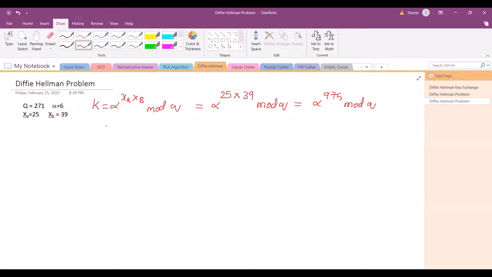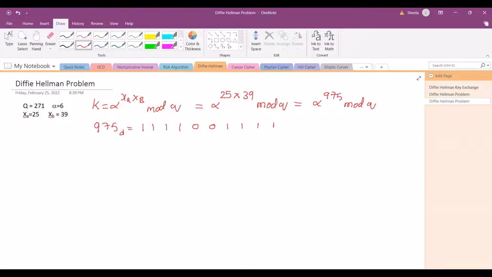Okay, so now what we have to do? We have to express 975 first in terms of binary. This is in decimal; its binary equivalent, in the calculator, we can get as 1, 1, 1, 1, 0, 0, 1, 1, 1, 1.